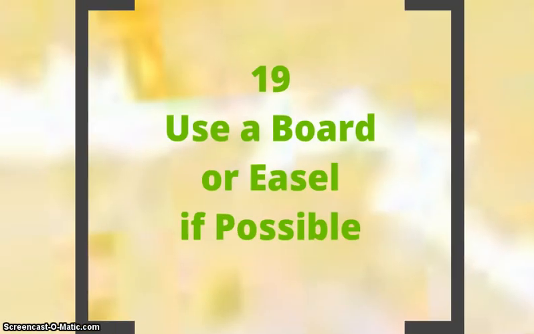Number 19, use a board or easel if possible. Chronicling on a board the relevant points that people make is a wonderful way of affirming, echoing, and clarifying what's been said. It will also help you to connect the dots more easily. Beyond that, many people will retain more of what's said if they've both heard it and seen it in writing.